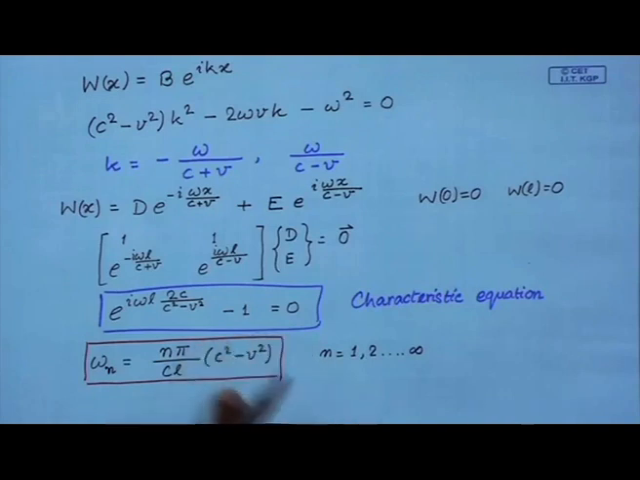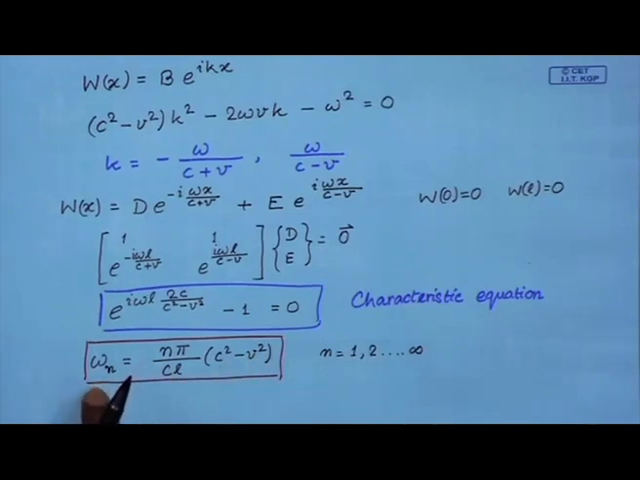Now, here we have this term c square minus v square. Again there is a possibility that this v might be equal to c, and as you well understand, when a system loses stiffness, its natural frequency goes to 0. So, when v equals c, natural frequencies go to 0, but what is interesting is all natural frequencies go to 0 when v equals c.